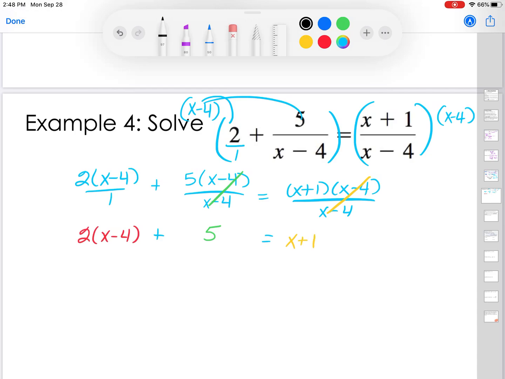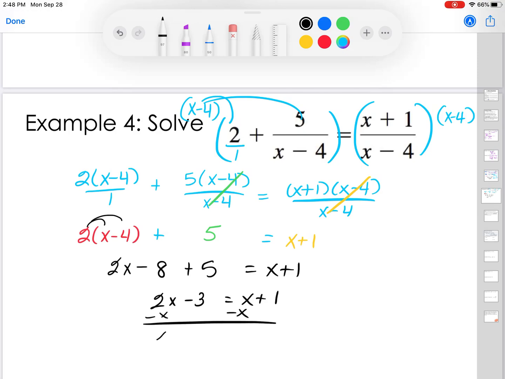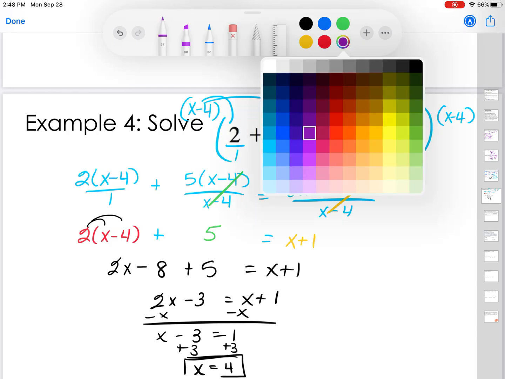And now it's just cleanup time. I'll distribute my 2. So I have 2x minus 6. Oh, sorry. Nope, not 6. Minus 8 plus 5 is equal to x plus 1. So that's 2x minus 3 is equal to x plus 1 minus the x. X minus 3 is equal to 1. And we will add the 3, and we actually get 4 again, which is kind of interesting. Again, I want to double check my answers, but 4 should work. Let's just make sure that is the case.